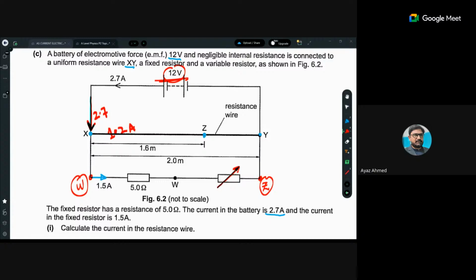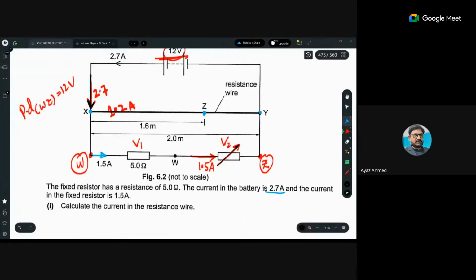Now your 12 volt potential difference will be divided here. So it means the potential difference between W and Z is 12 volt. That 12 volt will be distributed amongst two resistors, across this one and across this one. Is it? And what about the current in this variable resistor? Will it be 1.5 ampere? Do you agree?